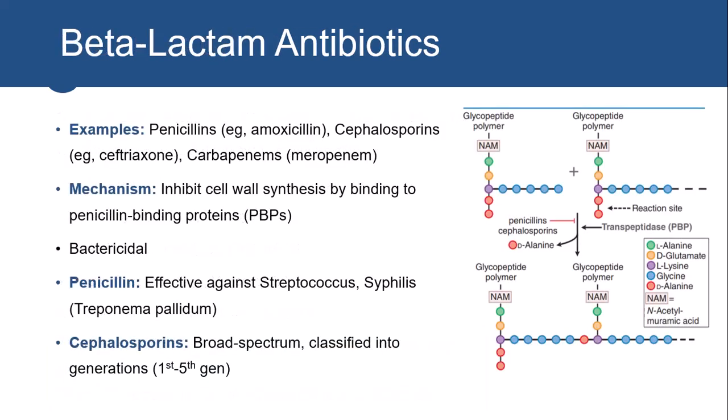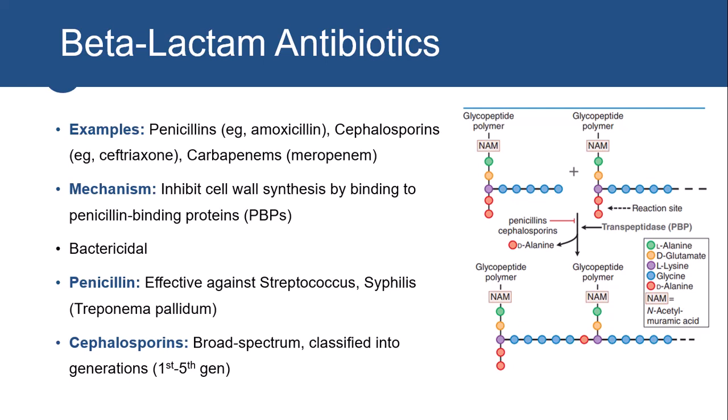Let's look at the important classes. First up, we have the beta-lactams. These include penicillins, cephalosporins, and carbapenems. They work by inhibiting cell wall synthesis, targeting the penicillin-binding proteins in bacterial cell walls. Beta-lactams are bactericidal, meaning they kill bacteria directly.